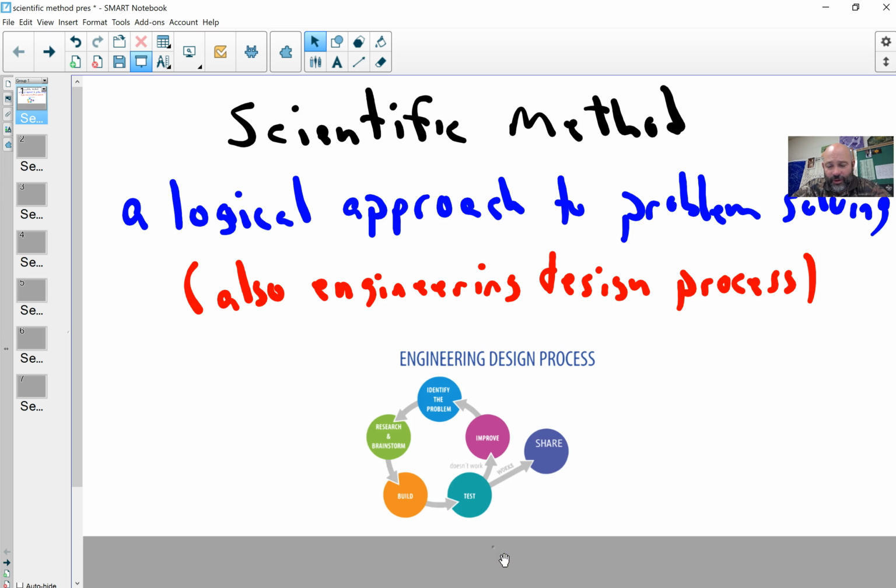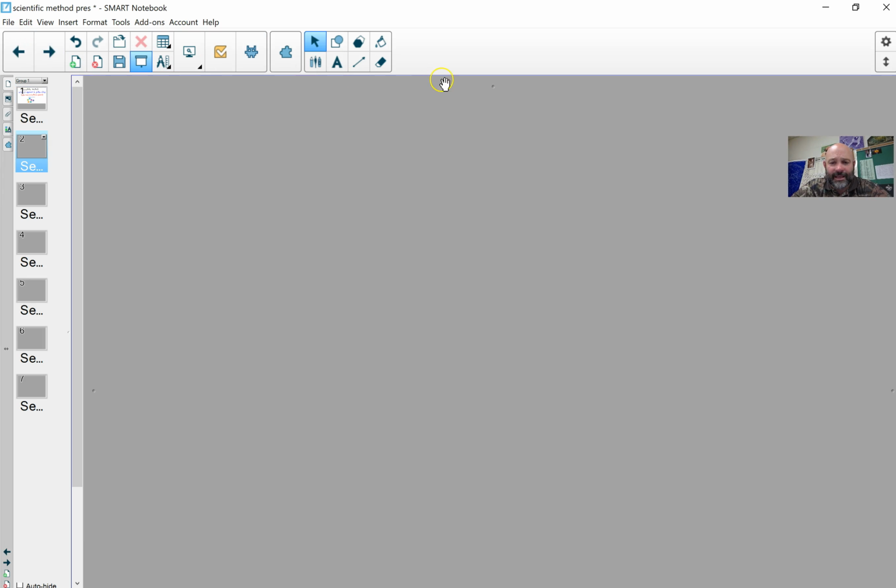And here's just that quick view of what we use as the engineering design process. And this is a really good illustration of the scientific method as well. It's one I really like. We identify our problem. We're going to do some research, brainstorm some ideas, figure out what we want to do. We're going to build something, or in this case, we're going to come up with some type of hypothesis or some type of experiment. We're going to test it, we're going to improve it, and eventually we're going to share it. But that's a little ahead of ourselves. We'll take a look at what we're looking at in this case.